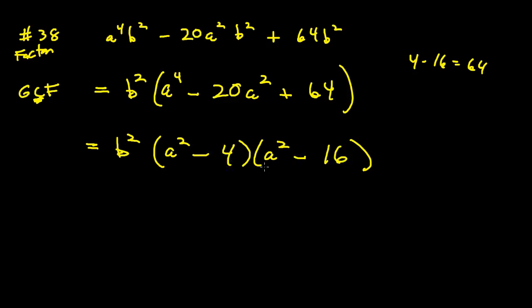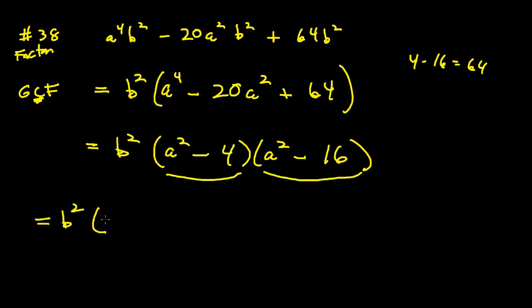Let me check it. First product is a to the 4th power. Outer product is minus 16a squared. Inner product is minus 4a squared, and then indeed that does add up to a minus 20a squared. And the last product, negative times negative, is positive 64. Looks good. All right, so I factored out the GCF. I factored the remaining trinomial as a trinomial factoring, but notice both of these are difference of squares now. So this is really going to town here. Factoring really 4 different times in this problem.